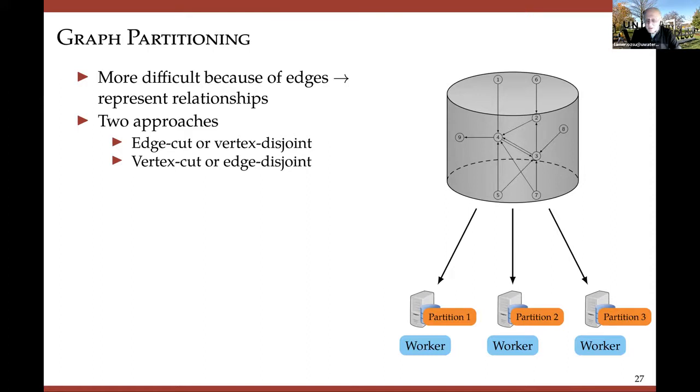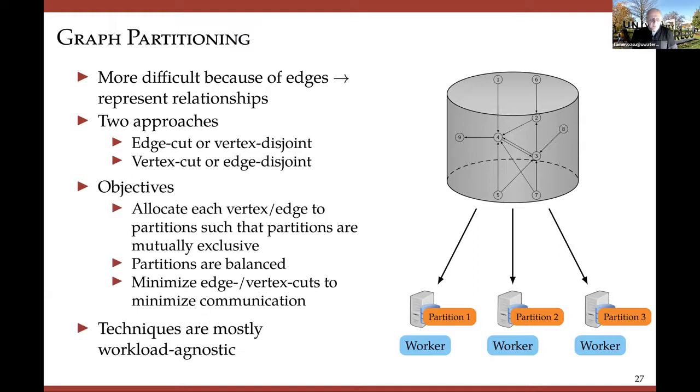There are two typical approaches to this, and this is not specific to RDF, this is for property graphs as well: either edge cut, or what we call vertex disjoint, or vertex cut, or edge disjoint. And the objective in graph partitioning, as in any data partitioning, is that you want to keep the partitions more or less balanced, so that the workload is balanced across the worker nodes. Depending on whether you're doing vertex disjoint or edge disjoint, you want to put each vertex or each edge in a different partition. And while you're doing it, you want to minimize the edge and vertex cuts, because those are the things that cause extra communication or state maintenance, as I will show you.